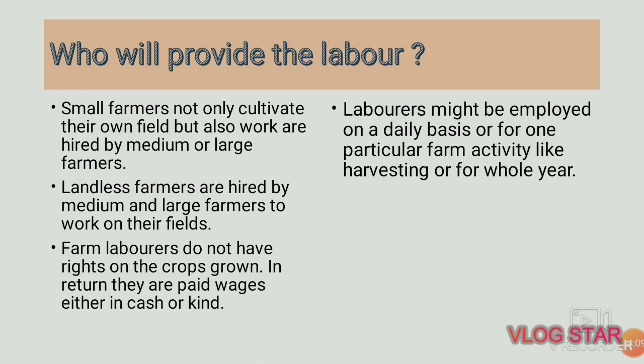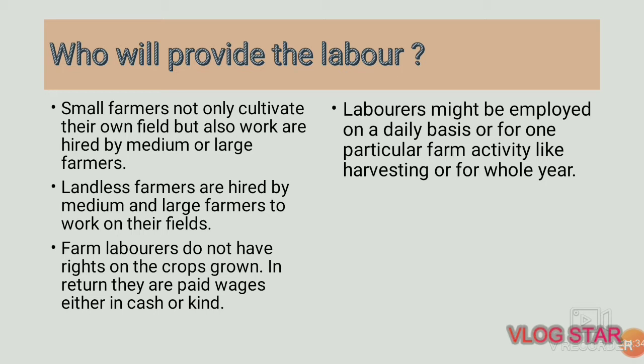Next topic is who will provide the labor. Now we have talked about land, which is one of the factors of production. Second is labor. Now in your mind there was an idea that there are 150 families who do not have land. So what will they do? They'll obviously work on others' land, large or medium farmers' land.